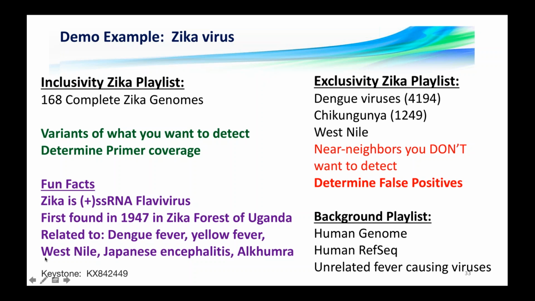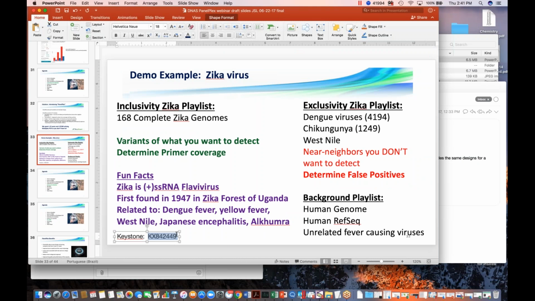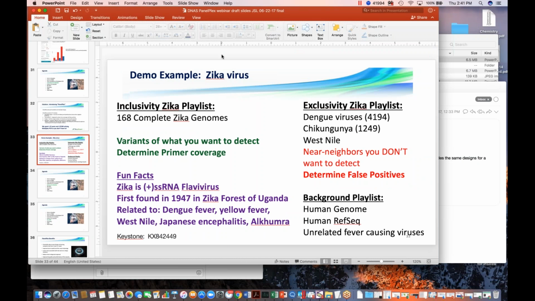Now, there's one last topic that I'm going to be discussing during the demo that I did not bring up so far, and that's the issue of a keystone sequence. I will bring that up when we do the demo. All right, so this is a cue for me to copy this keystone accession number, which I will use in the demo. All right, so we're done with the 4 problems of PCR. Now we're going to take you to the software to show you the demo.